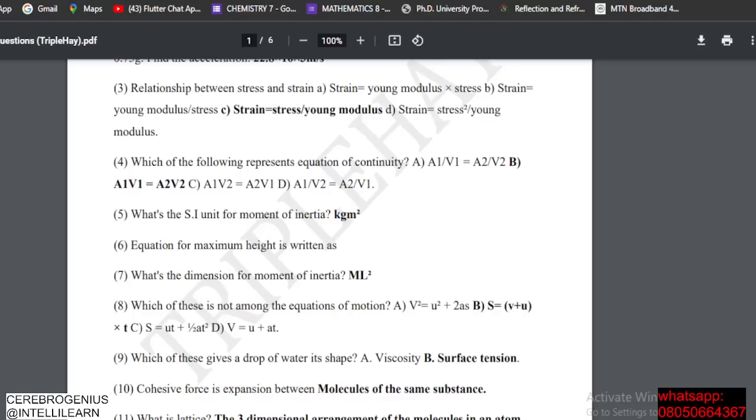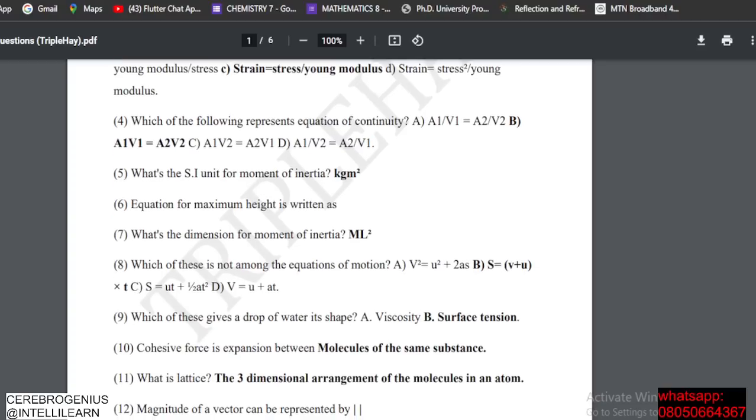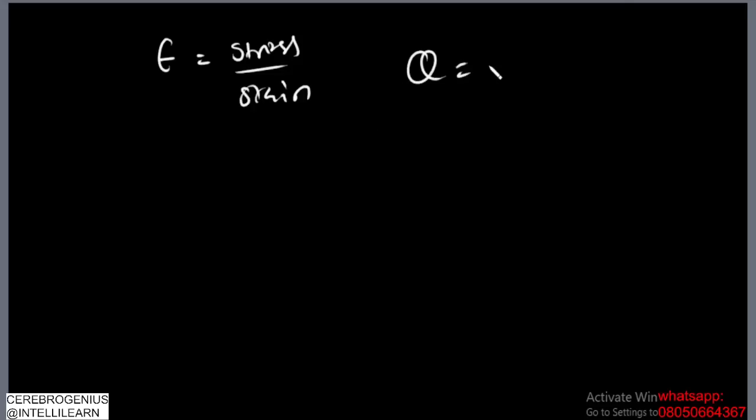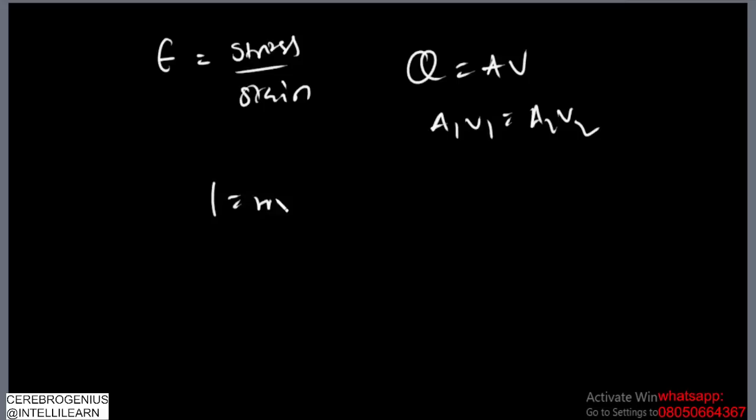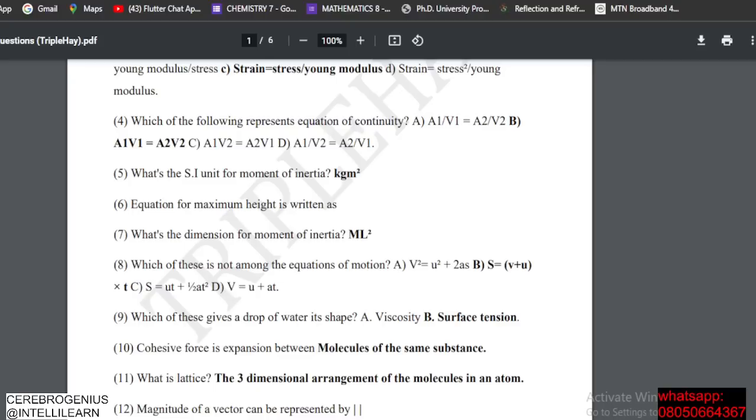Which of the following represent the equation of continuity? Equation of continuity is the flow rate is constant. The flow rate is going to be constant, and flow rate is AV. So we have A1 V1 is equal to A2 V2. That's the equation. So B is correct. What's the SI unit for moment of inertia? Moment of inertia is mr square. So this is kilogram, this is meter. So it's going to be kilogram meter square.